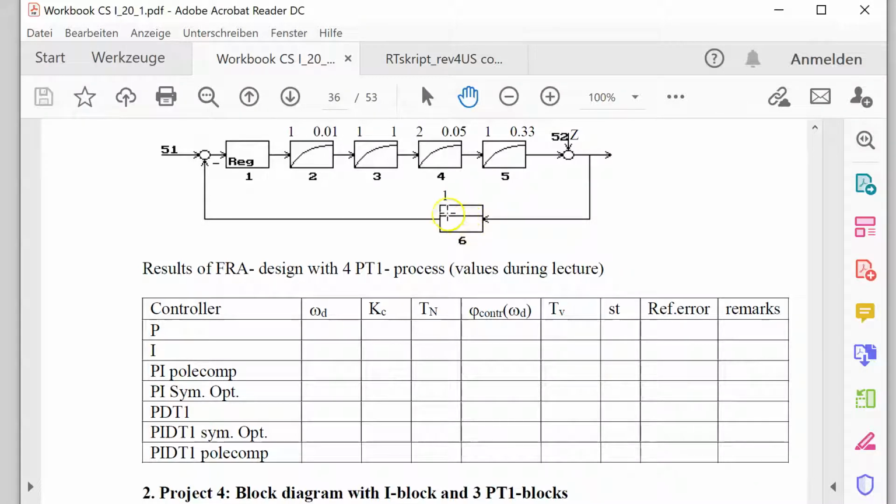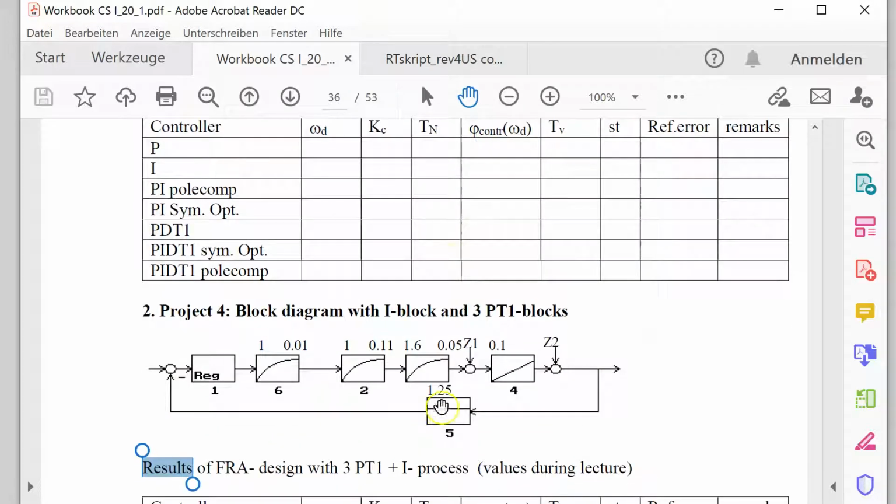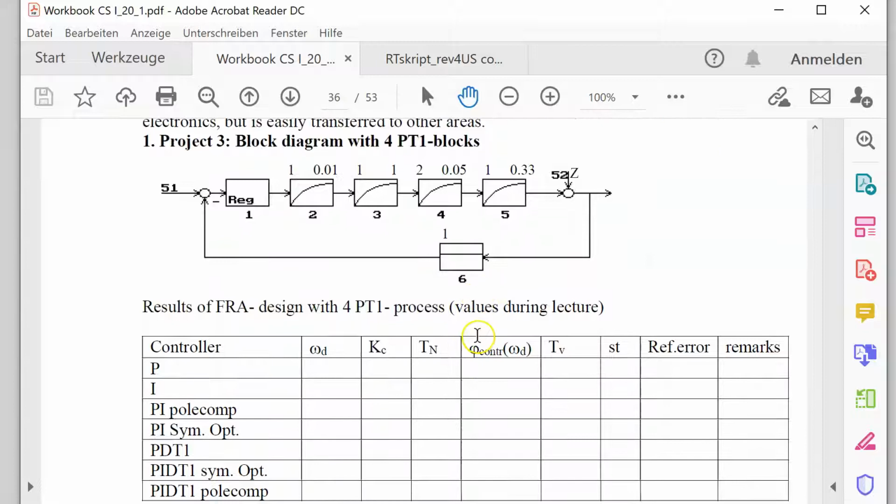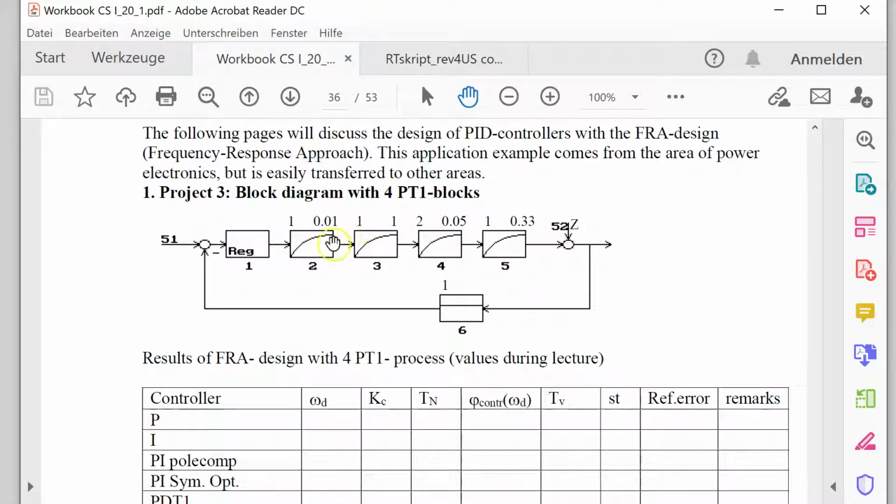In the last example I will show you here in the bottom page, there will be a sensor with a gain. So note that in this situation the sensor is negligible, and any dynamical behavior of a sensor is just covered with one of these blocks here in the bottom. These numbers are coming from a power system in power electronics, but it doesn't matter what this is.